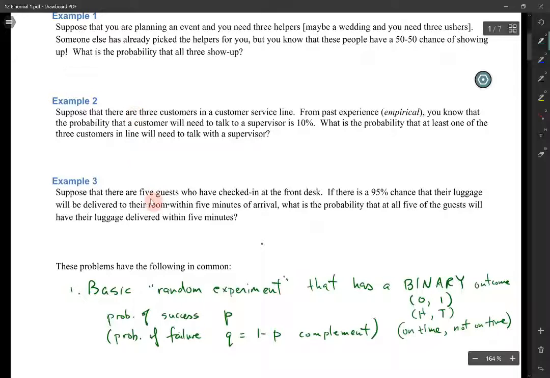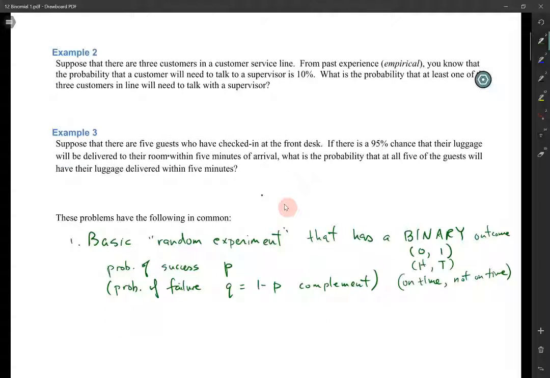Okay, and then 5 guests in the checkout line, checking in, and then they need their luggage delivered. It's either delivered within 5 minutes or it's not. The hotel wants to have good service, right? They want the customers to be satisfied, and so their measure of whether the customers are satisfied or not is whether the luggage is delivered within the service agreed time. Okay, so that's one element that they have in common.